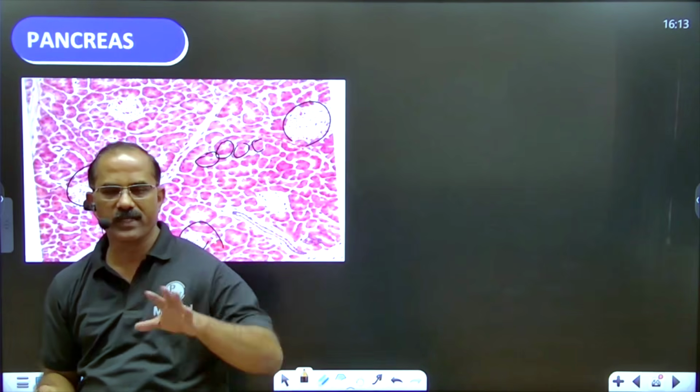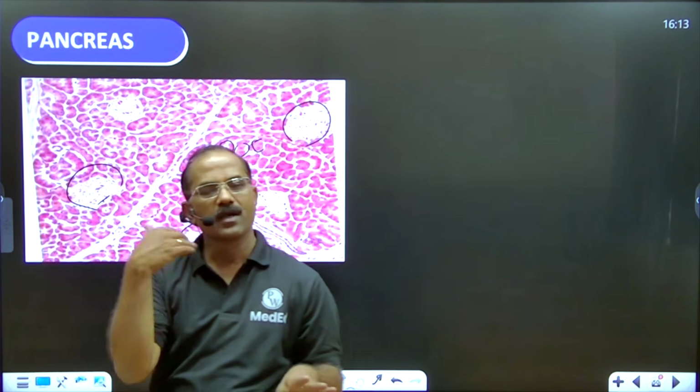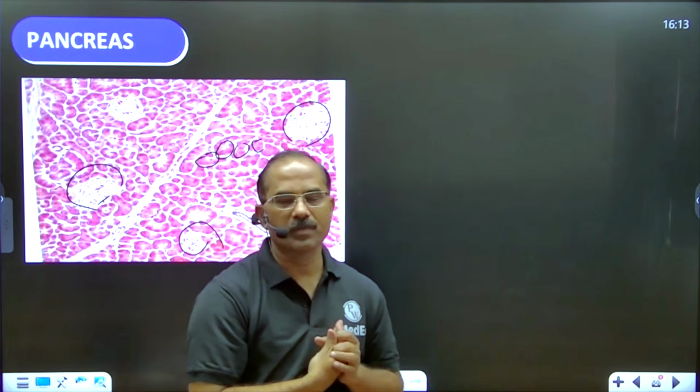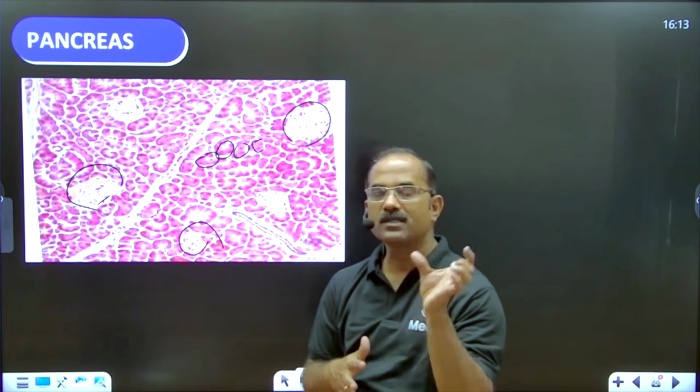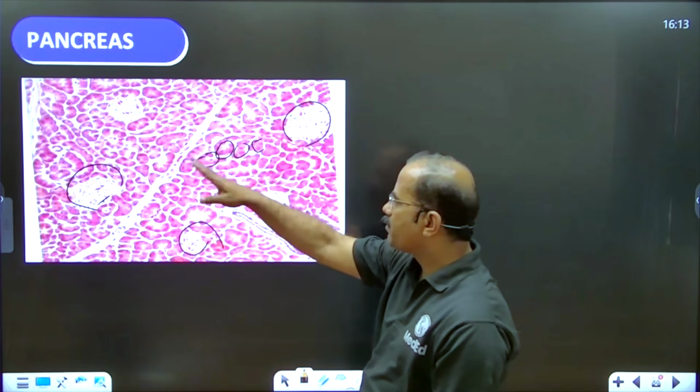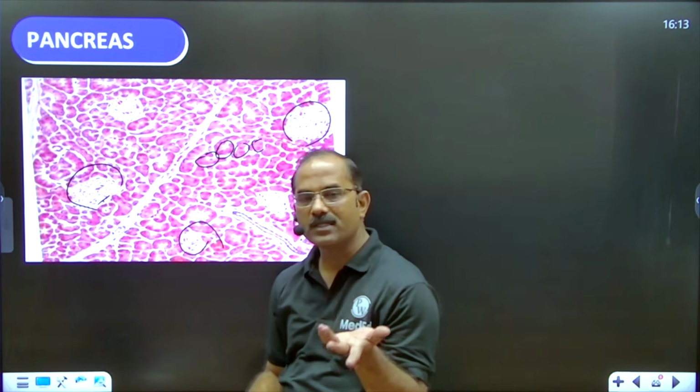Pancreas has got two parts. One is the exocrine part of the pancreas. The other one is the endocrine part of the pancreas. The exocrine part of the pancreas resembles a serous salivary gland.